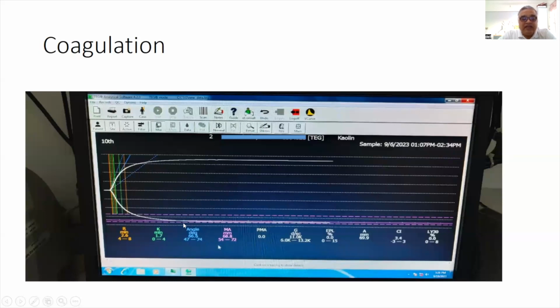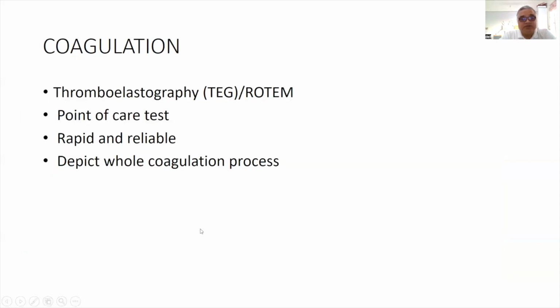The angle, this is the angle here, shows the strength of clot formation. If it is less than 47, the patient will require cryoprecipitate and platelets. The MA, maximum amplitude, is the thing going like this. If it is very low, less than 54, then the patient will require platelets. But this ought to be done only if the patient is having significant bleeding. If the patient is not having bleeding, avoid using large amounts of blood products.